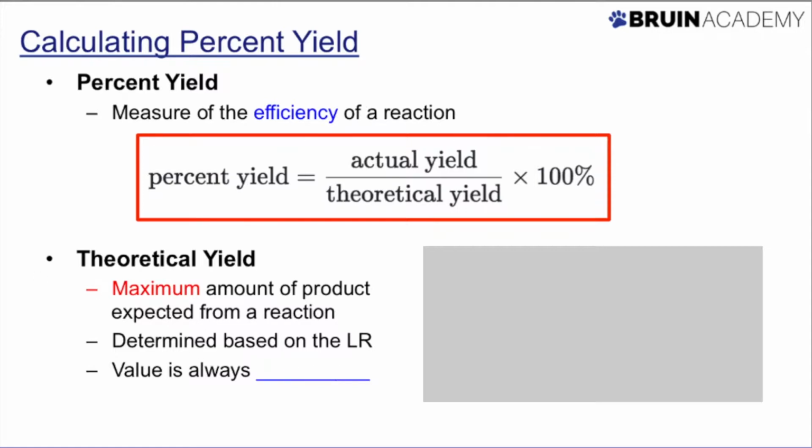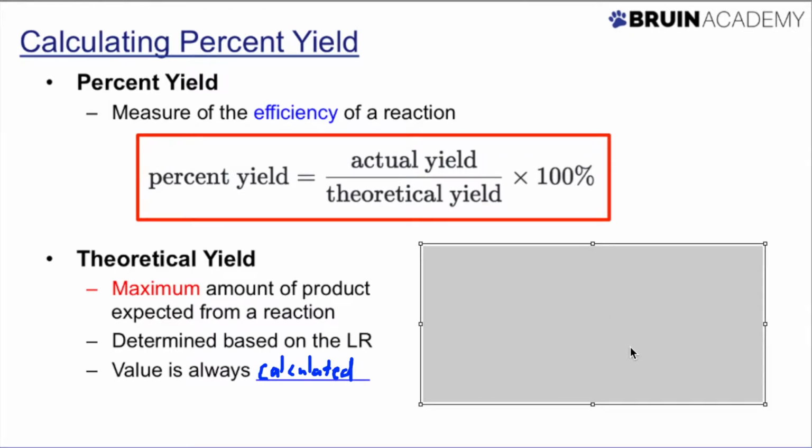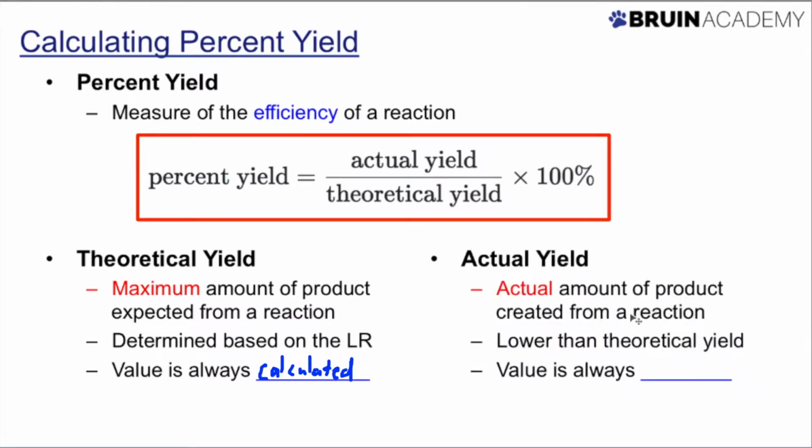Now, very important to remember that the theoretical yield is something that is always calculated. Okay, so this is something that you always need to calculate. It's never given. So I'll write calculated by you, given the information in the problem and based on the limiting reagent. The actual yield is something that needs to be experimentally determined.